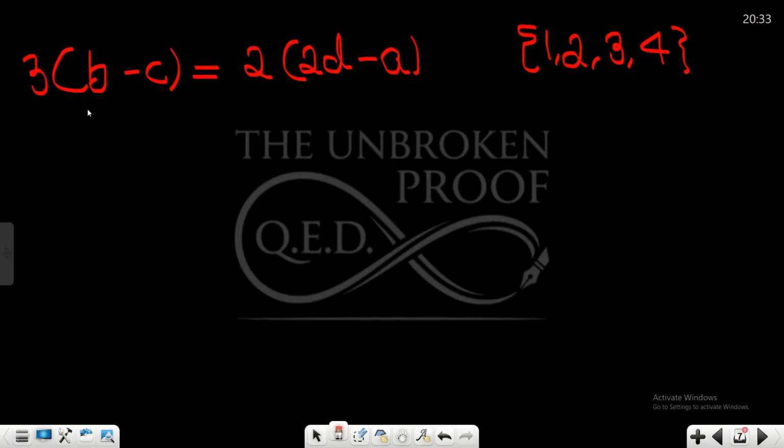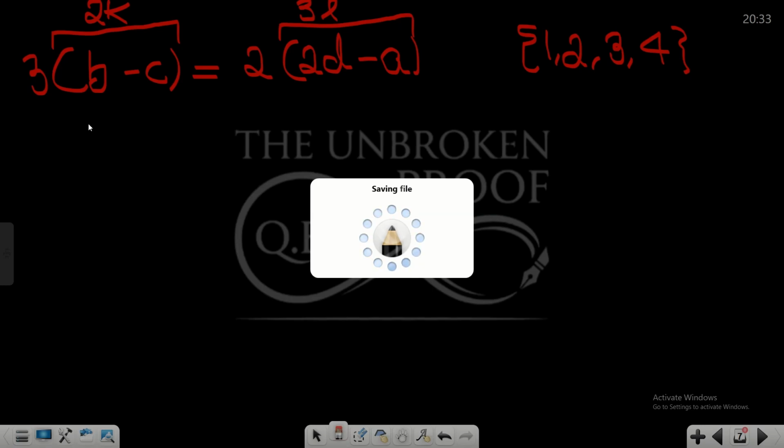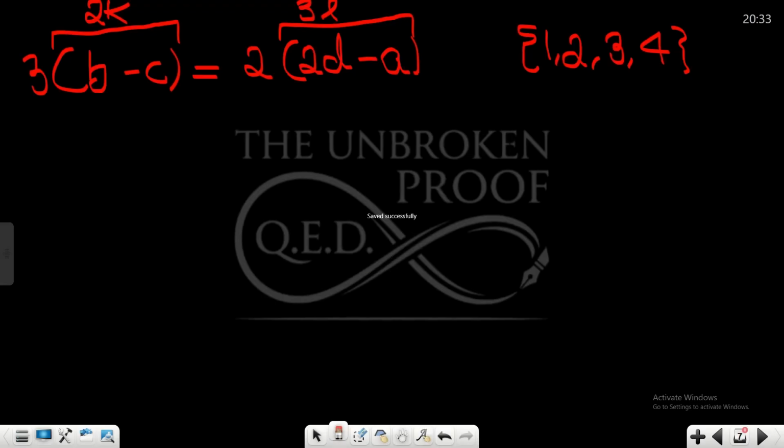So if you see here, you have 3 times (b minus c), and here you have 2 times (2d minus a). So one thing is clear: this has to be a multiple of 2 and this has to be a multiple of 3. So what we can do is find the difference of such two numbers which are multiples of 2. Now if you see, 4 minus 2 and 3 minus 1 will satisfy, (4, 2) will satisfy, and the reverse will also satisfy, which is (2, 4), and (3, 1) will also satisfy and the reverse will also satisfy.